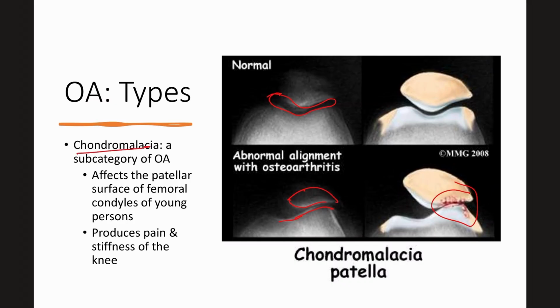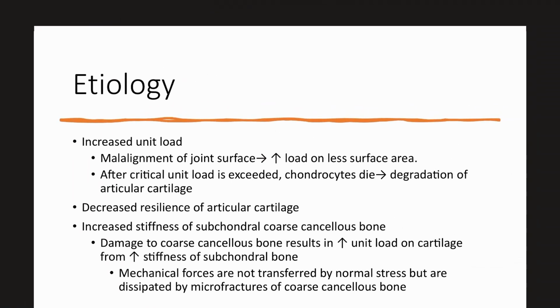Another type, chondromalacia, which is a subcategory of OA, usually affects the patellar surface of young patients, with pain and stiffness in the knee. It's just that the bone didn't grow right, and the patella is off kilter, which causes pain and will mess up that joint. So chondromalacia is another form of osteoarthritis.